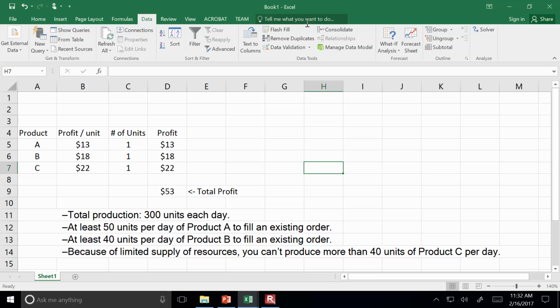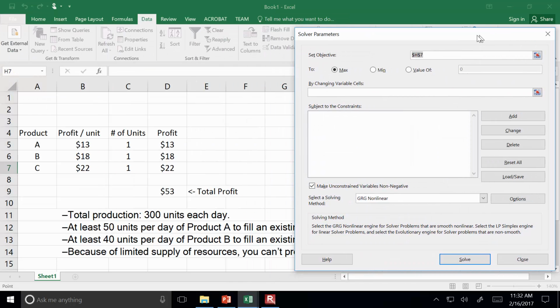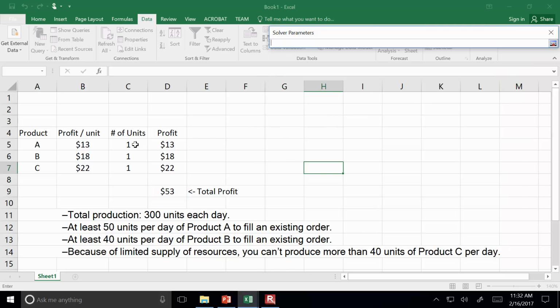So go to Data, Solver. Now, our objective is for the profit to be maximum. So I'm going to set objective D9 to maximum by changing, and so now I'm going to highlight these number of units here.